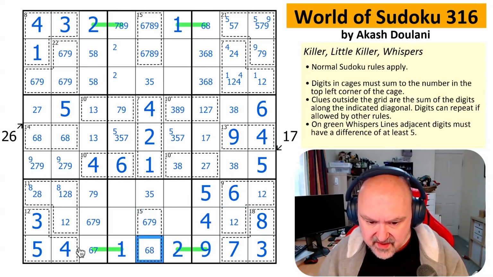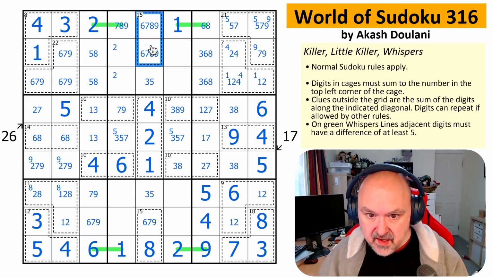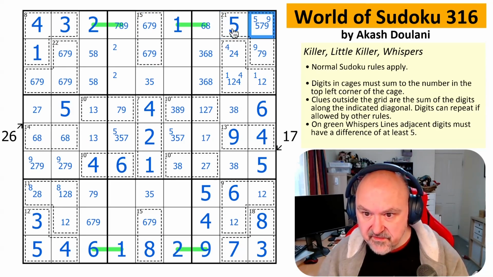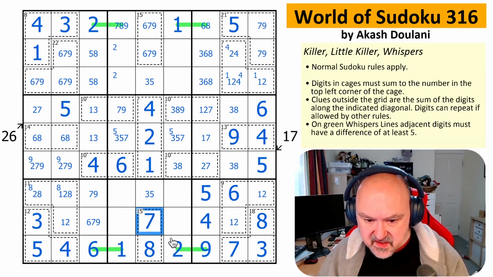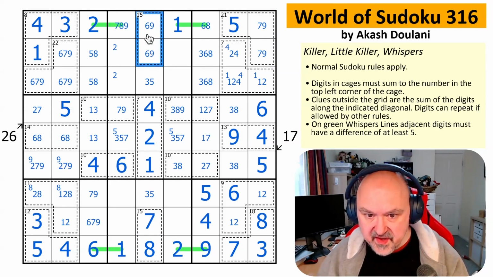That is not a 7. That is a 6. That is an 8. There's no 8 up there. But there's going to be a lot of things I can do. That is the 5. That is not the 5. This is a 7, 9. This is the 15, so that is a 7. There's no 7 up there. This is a 6, 9.